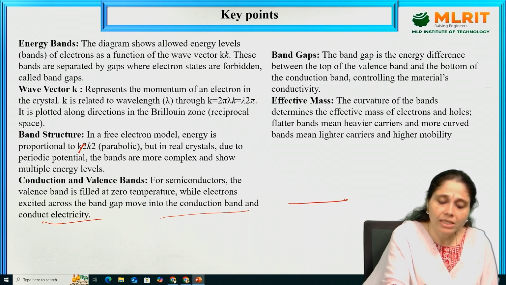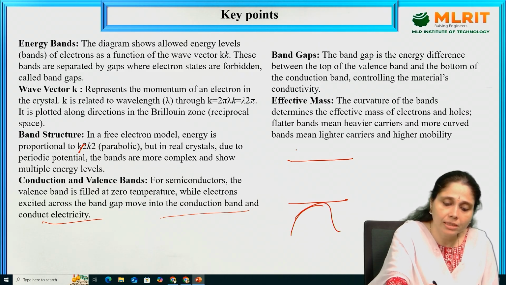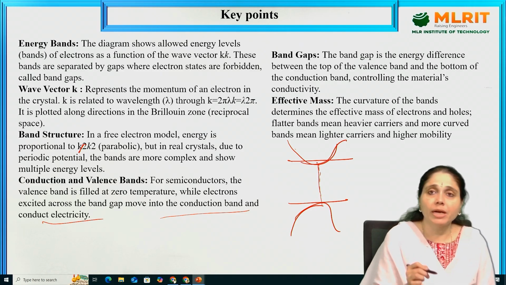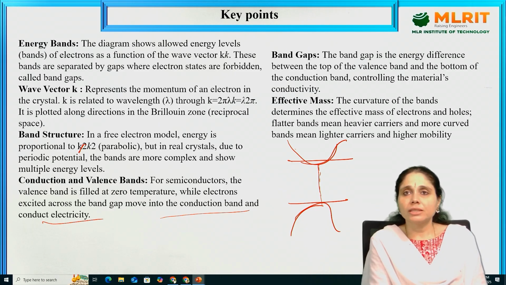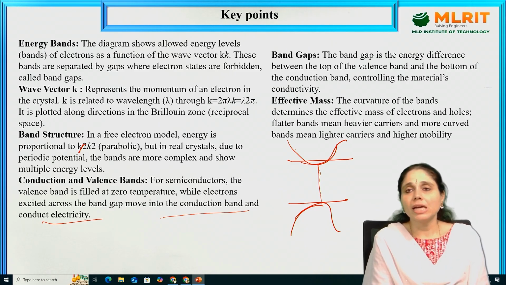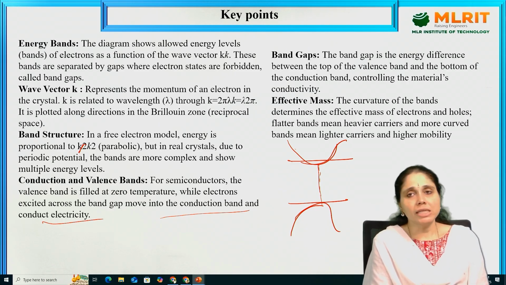So this is the valence band, this is the conduction band. If we represent the top of the valence band and the bottom of the conduction band, then what happens? There is an interconnection between the top of the valence band and the bottom of the conduction band, which is the band gap, and it is specified by the material's conductivity.